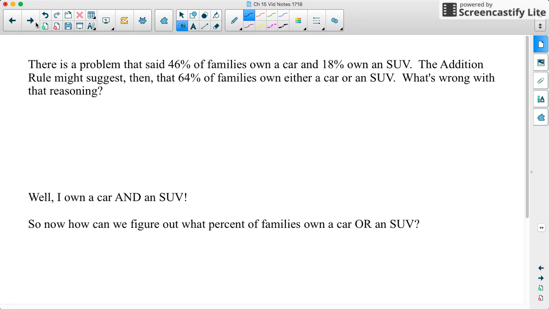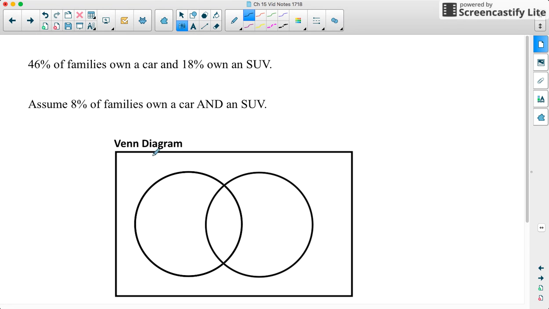The answer is there's people that own cars and SUVs. For example, me. That's kind of what we do. And so what we need to do to figure out how many own a car or an SUV is figure out what percent own both. All right. So we're going to pretend that we know that 8% of families own both. Now, to help organize this information, we're going to do a Venn diagram.